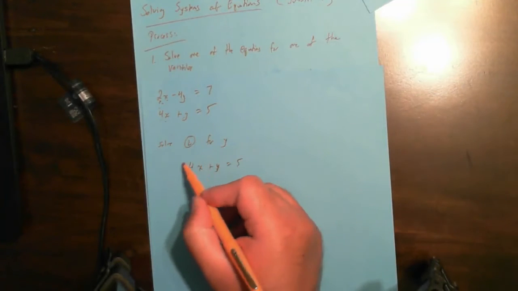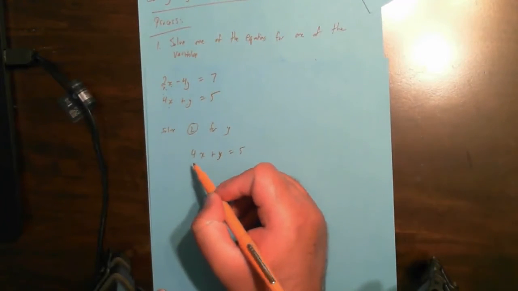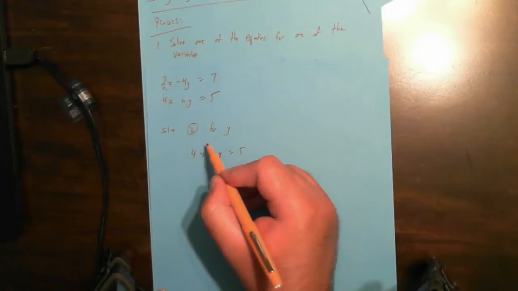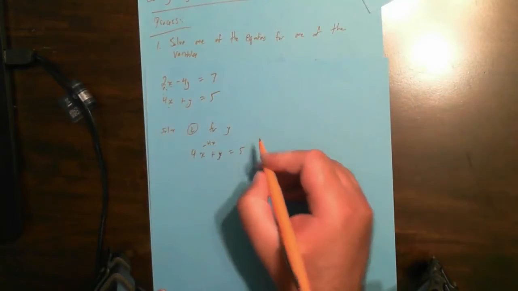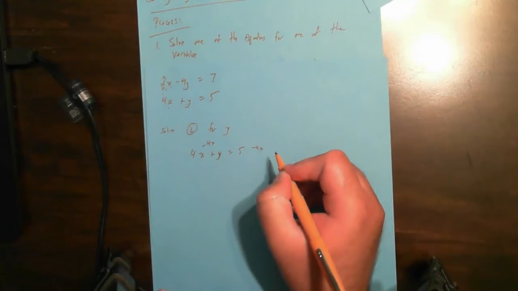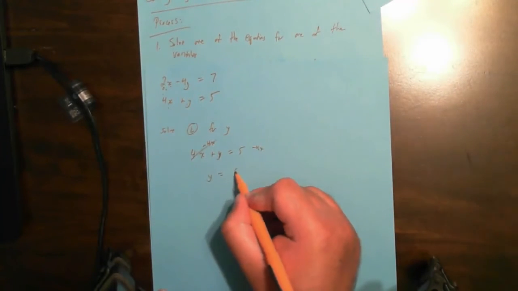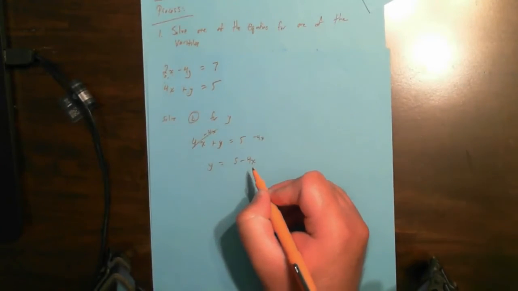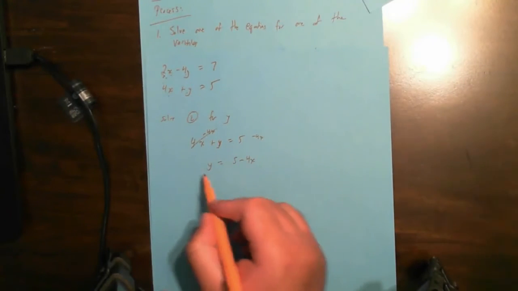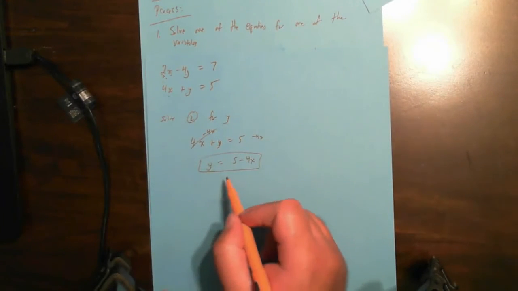So to solve for y, that means I need to get rid of the 4x that's next to it. This is a positive 4x, so to get rid of it, I would subtract 4x from both sides of the equal sign. This cancels off, leaving me with y equals 5 minus 4x. Okay? Now I'm going to hold on to this.